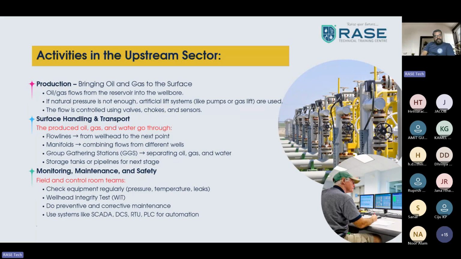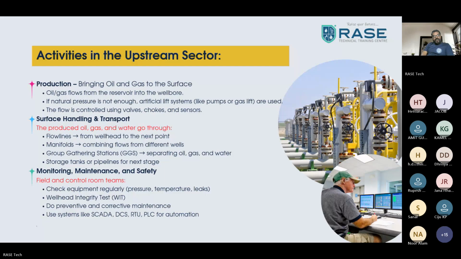So the next stage, during the production, we have a handling and transporting system. So there's surface handling and transporting. This is a main upstream operation. The produced oil, gas, and water go through a flow line, like a pipeline. It's called a flow line, a terminology in oil and gas upstream operation, oil field operation. The flow lines will connect to the wellhead.